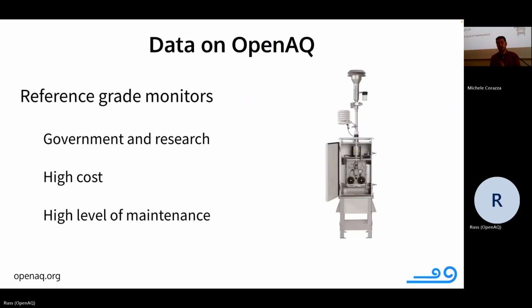So again, looking at the types of instruments, when we look at ground-based instruments, we originally started and just worked with what are called reference grade monitors. You'll often see these in government and research contexts. These are very high cost machines, and they have a very high level of maintenance that's required to keep them up working and reporting data accurately. This one's what's called a BAM. It uses beta rays to very accurately count particulate matter. But these machines cost a lot and are quite inaccessible to a lot of people.